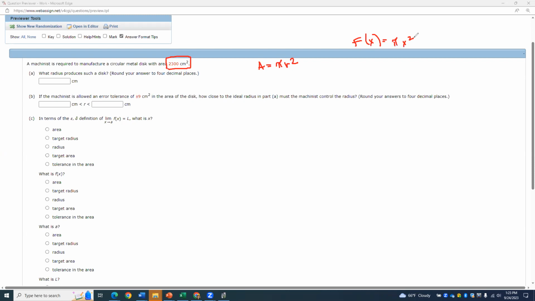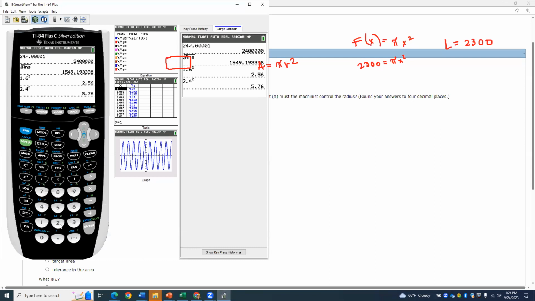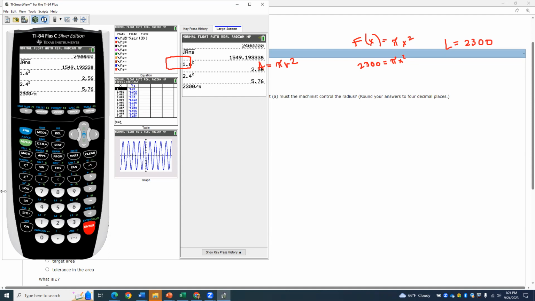First things first, they're asking what radius would produce this disk of 2,300. Even though it doesn't really feel like it, they're telling us in the formal definition of a limit that the limit here would be 2,300, and we're going to find R. We can plug 2,300 into pi x squared and then solve for x. Sort of similar vibes to some of the stuff we've been doing before, but a little different. So I'm going to say 2,300 divided by pi. There we go. Okay, great.